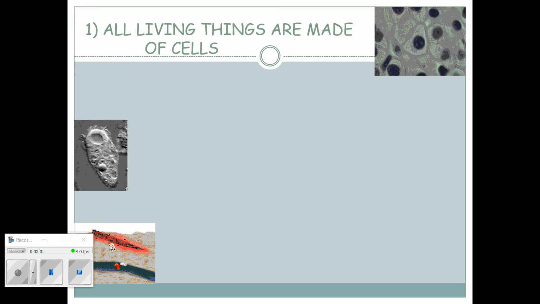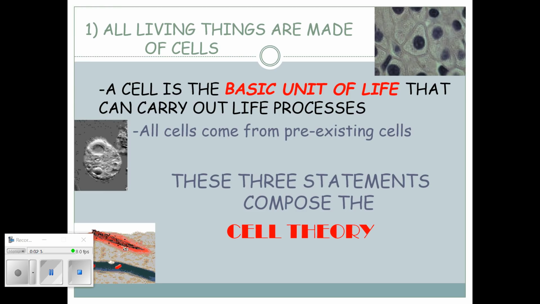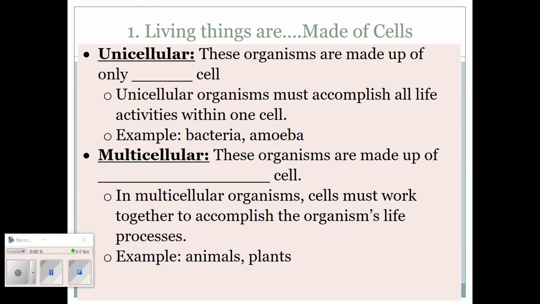So our first characteristic of life is that all living things are made of cells. So cells are the basic unit of life, and all cells come from pre-existing cells. These 3 statements compose the cell theory. So if an organism is made up of one cell, it is considered to be unicellular. That one cell can complete all of the life activities. And our example here is bacteria.